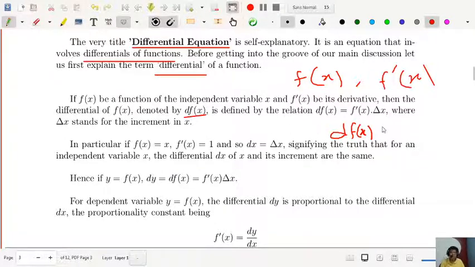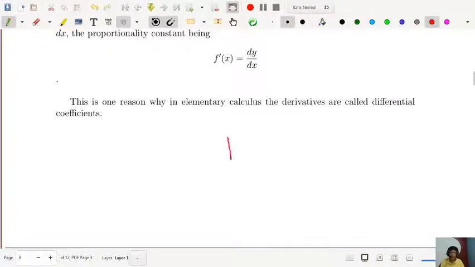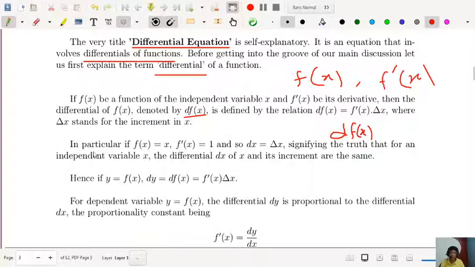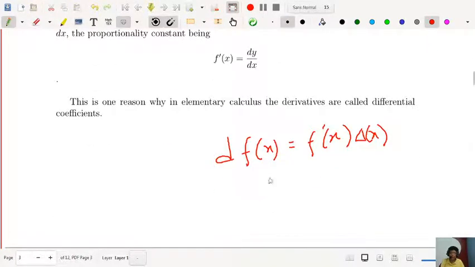The differential is defined by the relation df(x) is equal to f dash x into delta x. What is delta x? Capital delta x is the increment of x, where delta x stands for the increment in x. Okay, so this is the differential. What do you mean by differential of f(x)? df(x) is equal to f dash x delta x, where delta x is the increment of x.